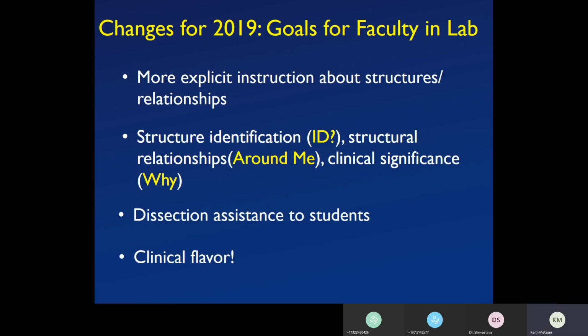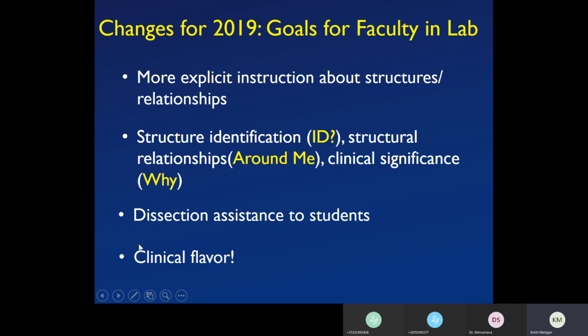And then, really what the students got last year, and was really amazing for them, is this clinical flavor that you can provide. The stories talking about how this structure was so important in a procedure that you were performing, or how variation was an important factor when you were doing something. Whatever comes to your mind, that's perfectly fine. But again, we want our priority to be on that ID, around me, why, and then this dissection assistance to students and clinical flavor.